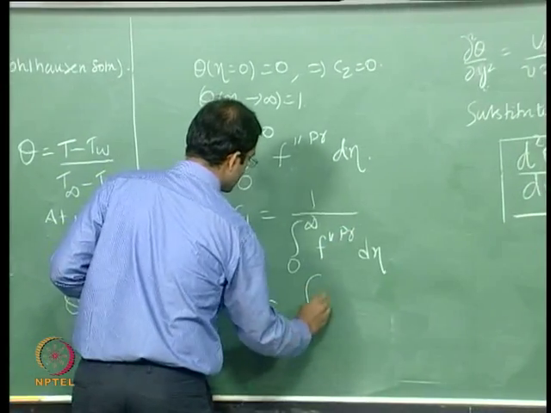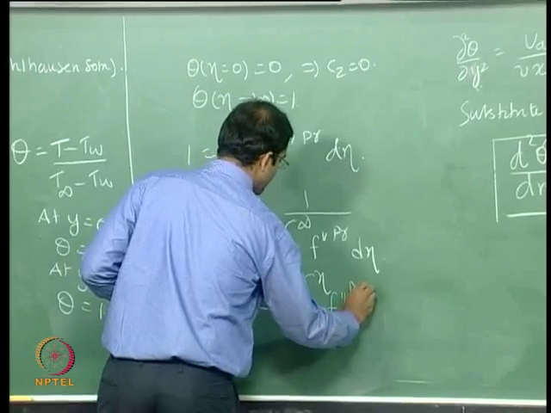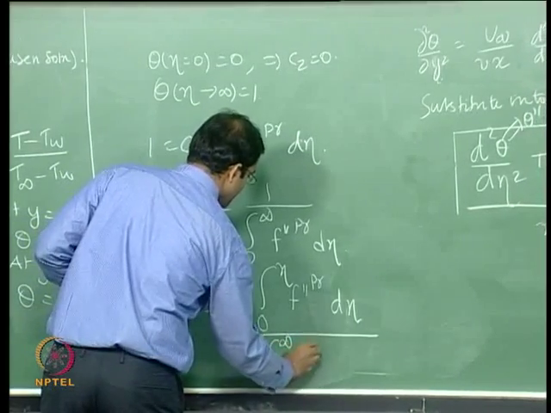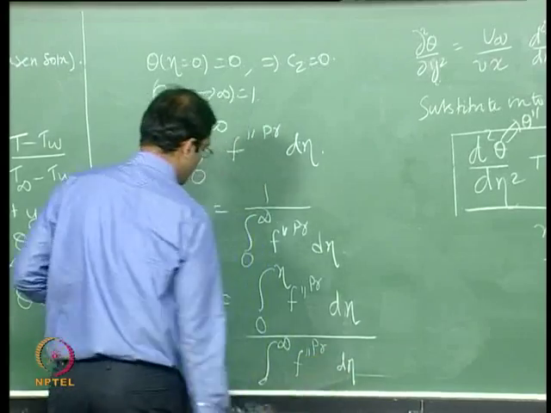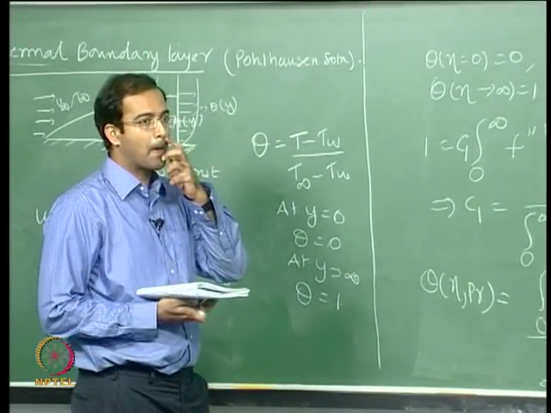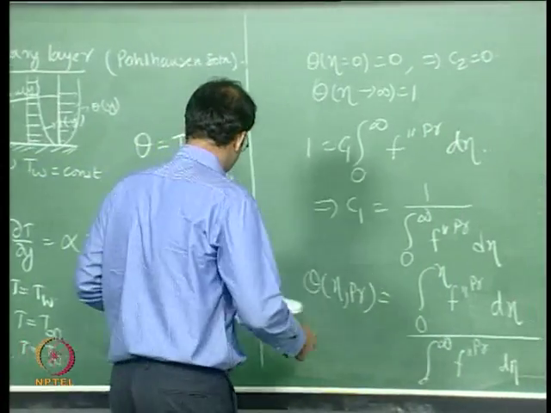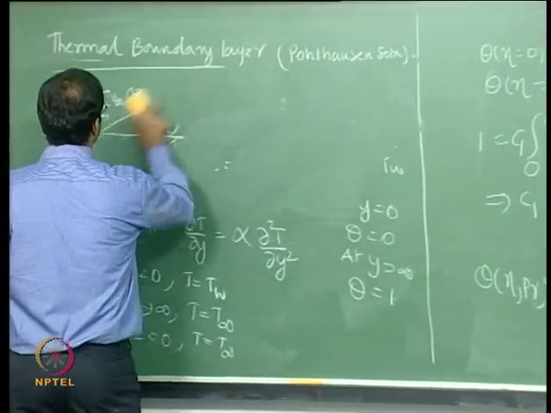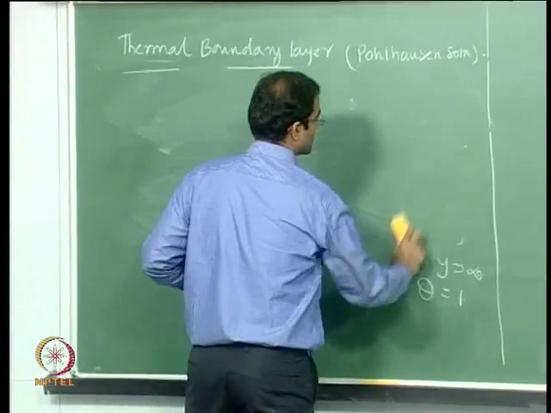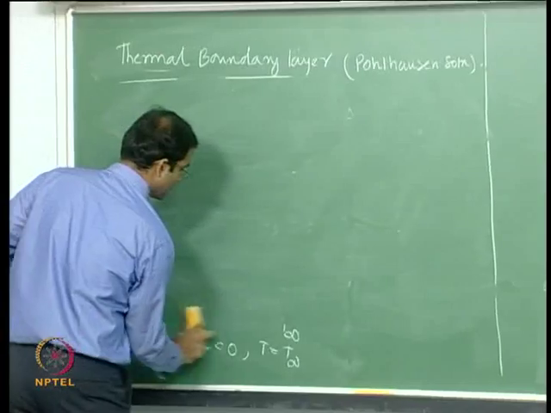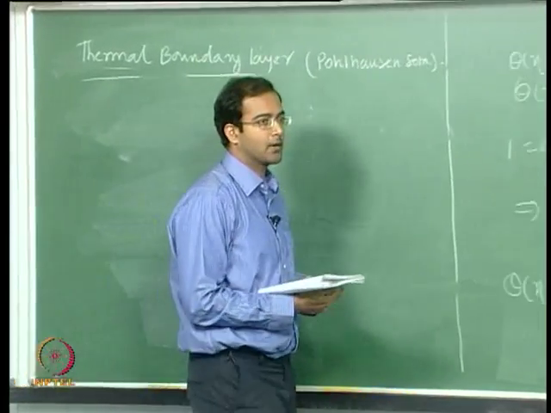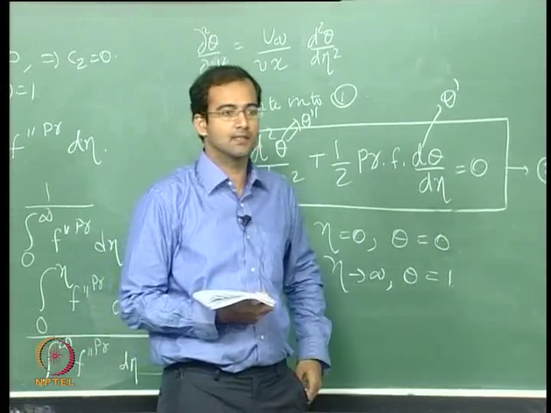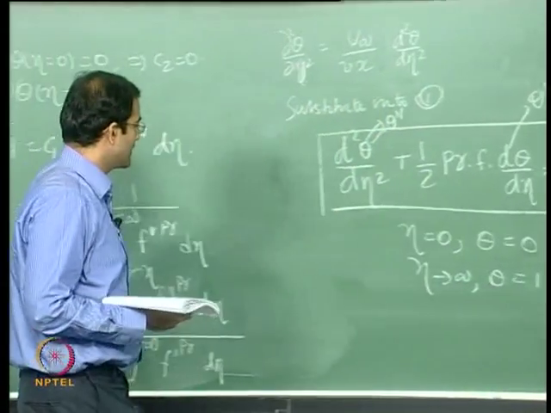So in the numerator I have integral from 0 to eta of f double prime to the power Pr d eta divided by integral from 0 to infinity of f double prime to the power Pr d eta. Okay, everybody is convinced? Okay, if you have problems in integrating, you have to go back and revise. How do you do the integration? I cannot now spend half a class teaching that. Okay, so finally you get the solution.